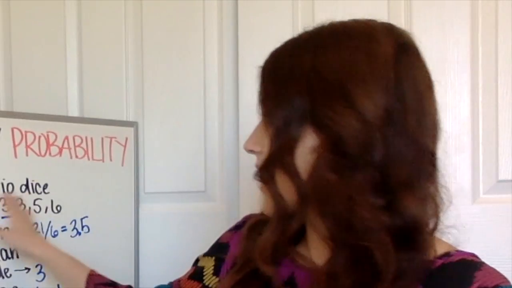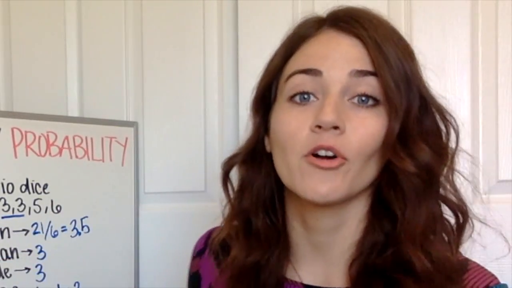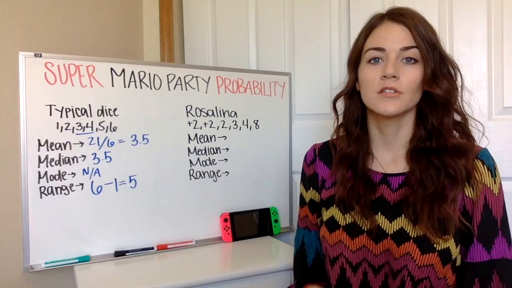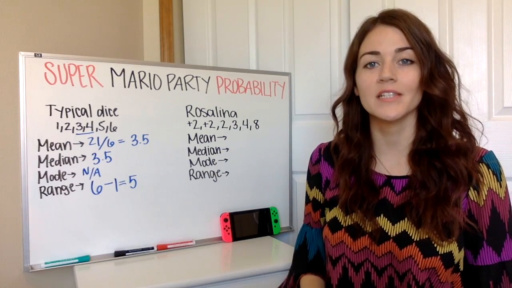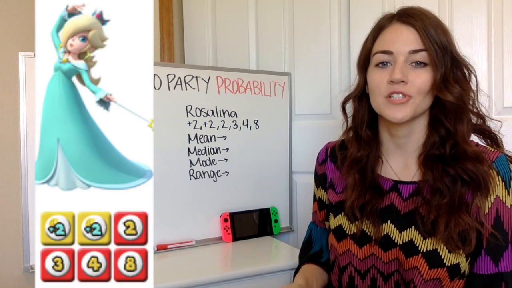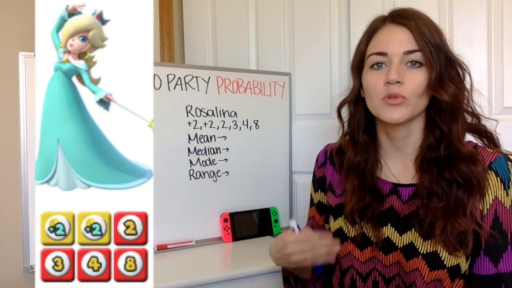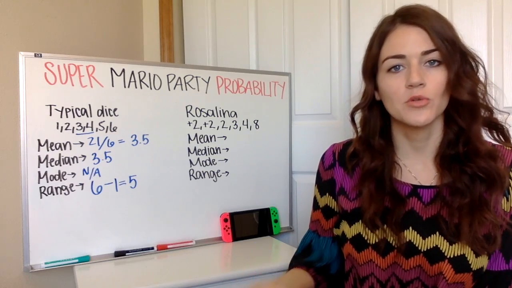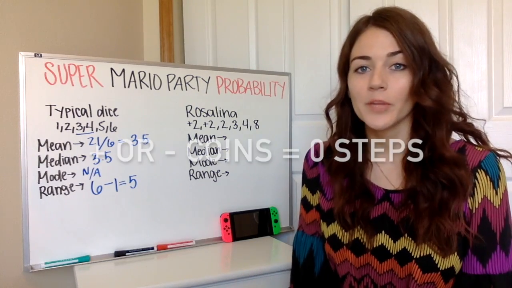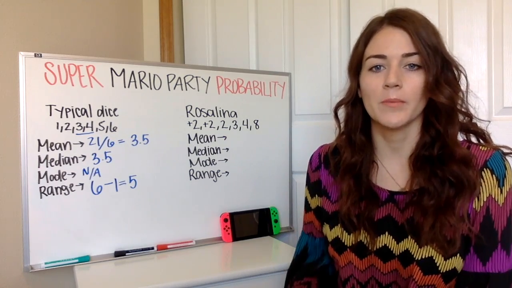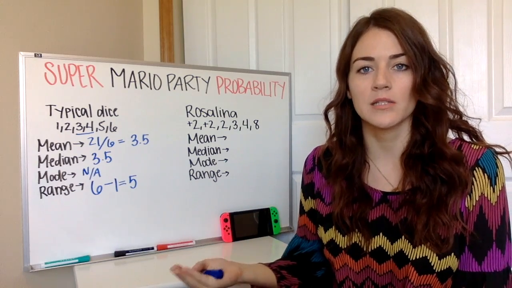However, you might notice some characters don't have steps as an option. Some of them also have coins on their dice. So I wanted to show you how I found the mean, median, mode, and range of those type of characters. So the character I want to use as an example for this is Rosalina. If you take a look at her dice, you'll see she has 2, 3, 4, and 8, as well as 2 plus 2 coins. Now, if she gets the plus 2 coins, she's not going to move, so I pretty much counted those as 0 because she's not going to move any spaces, and we're really trying to find the mean, median, mode, and range of the amount of spots they're going to move.